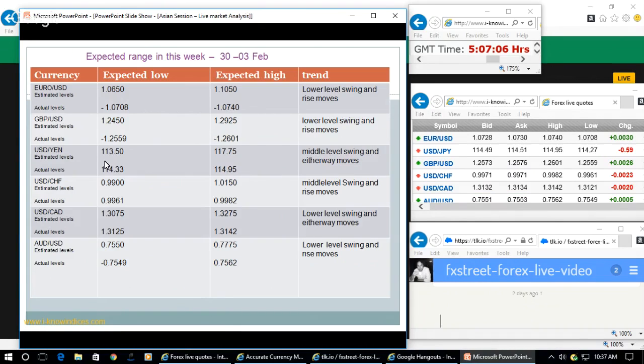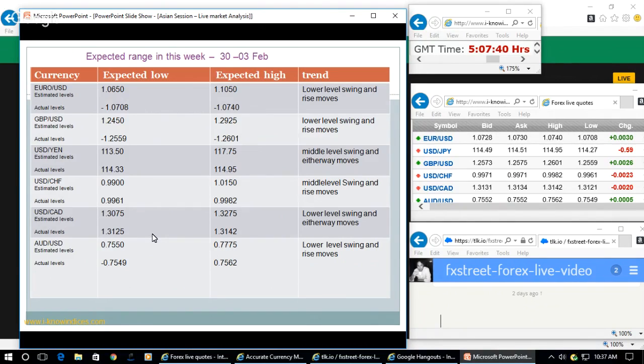Then in the case of yen, they could drop to 113.50. Currently, they have shown the low as 114.33 and then gain the level to 117.75. Then in the case of CHF, they are expected to make a narrow range consolidation from the top 0.9900 to 1.0150 area. They just made a very nominal swing of 21 pips between 0.9961 and 82.